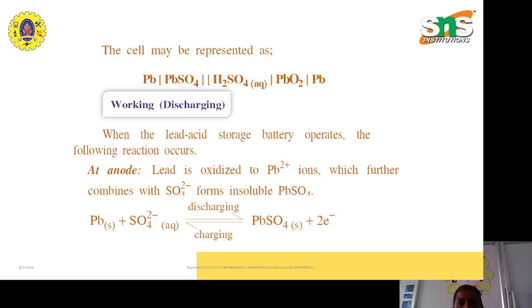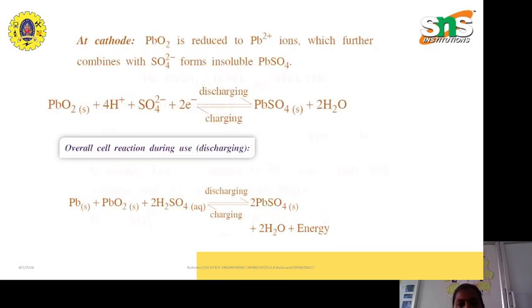Then, the working of the lead acid battery. Working means the discharging process. When the lead acid storage cell battery operates, the following reaction occurs at the anode. First, lead is oxidized into Pb2+ plus 2 electrons. That Pb2+ combines with sulfate present in the sulfuric acid to form insoluble lead sulfate. So, in the case of the anode, lead combines with sulfate to form lead sulfate plus 2 electrons. The forward reaction is the discharging process.